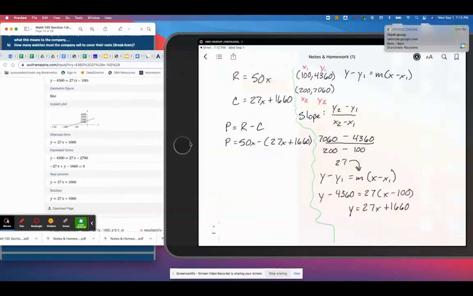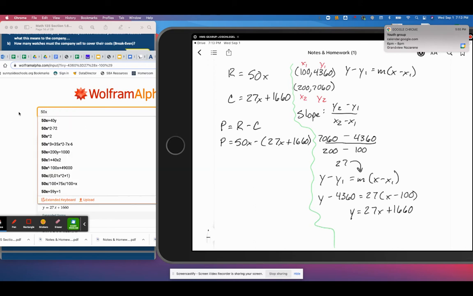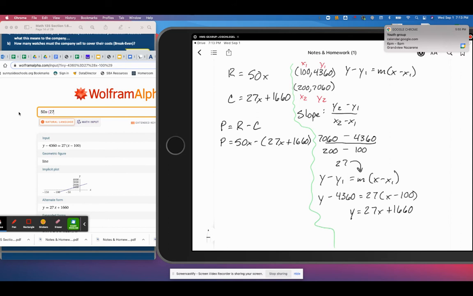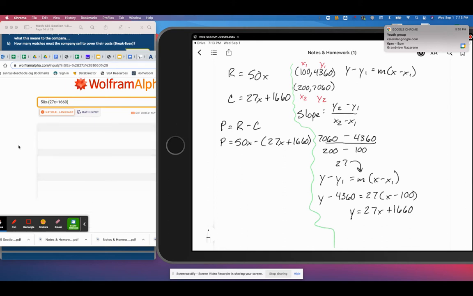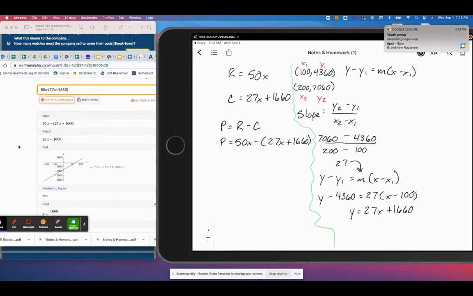Let's go ahead and throw that at Wolfram and see what it has for us. We've got 50x minus (18x plus 2,560). Again, that minus sign right there with the parentheses after it is a big deal. Please don't forget the parentheses after the minus sign. And what we are going to have as a result is 32x minus 2,560. So the profit function, profit is 32x minus 2,560.